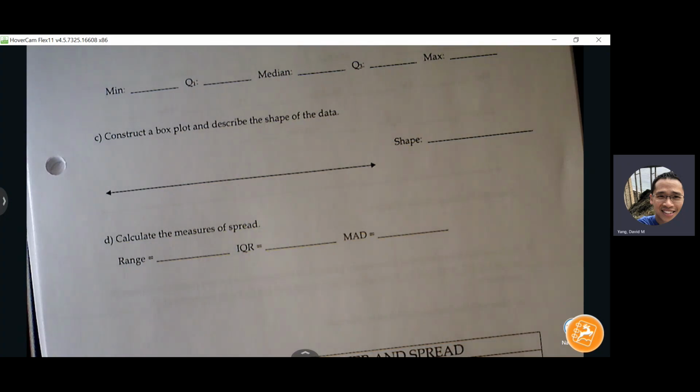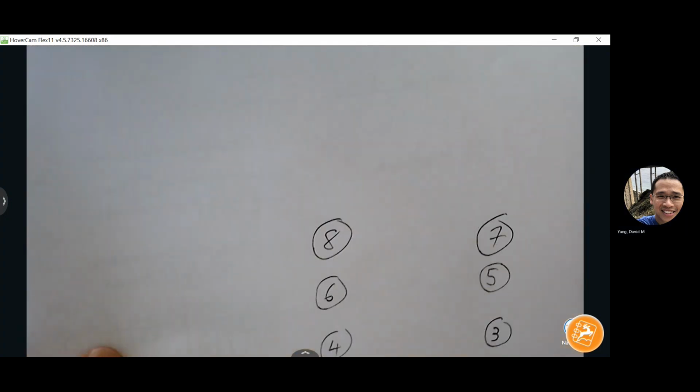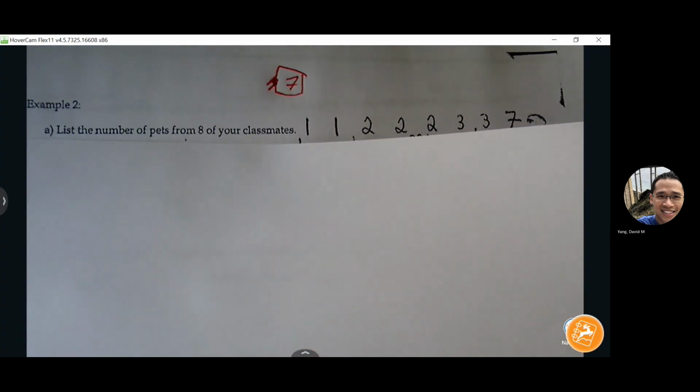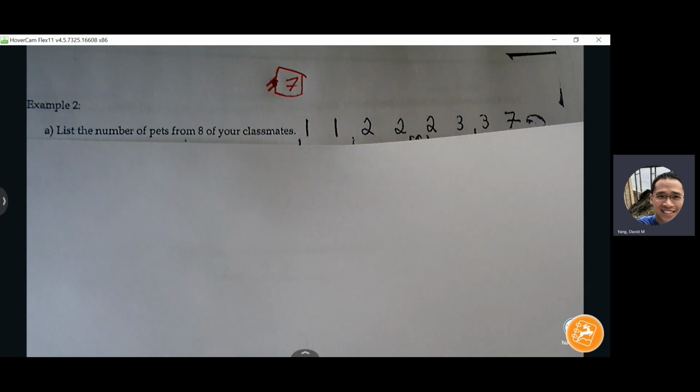Okay, let's go to page 7. Actually, let's do page 7 so then we can get some practice with the mean absolute deviation. Okay, let's just use these numbers so we can work with the same data.